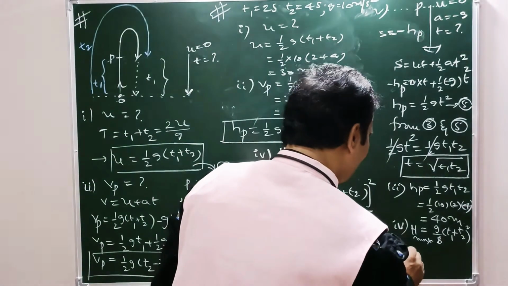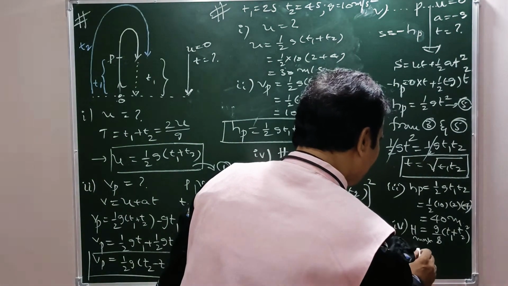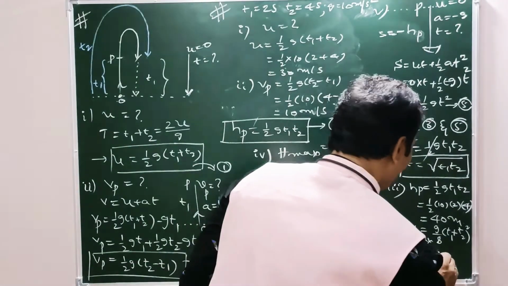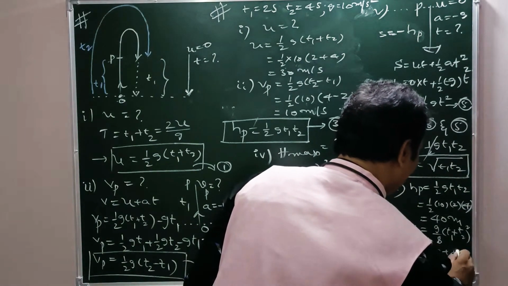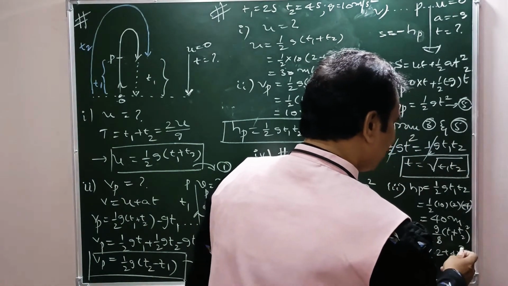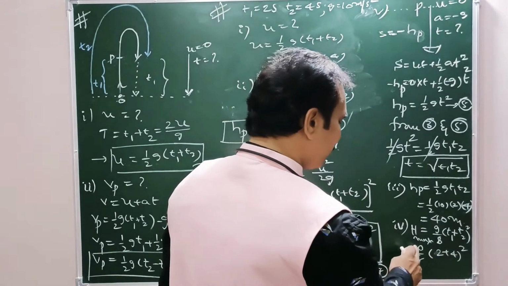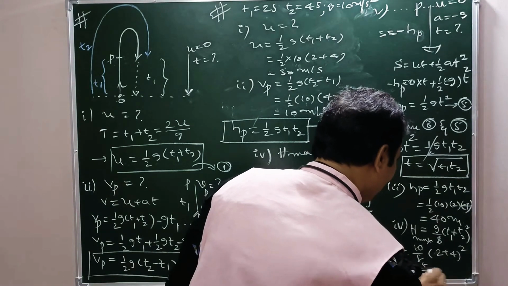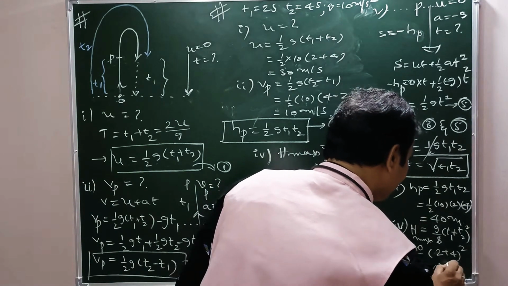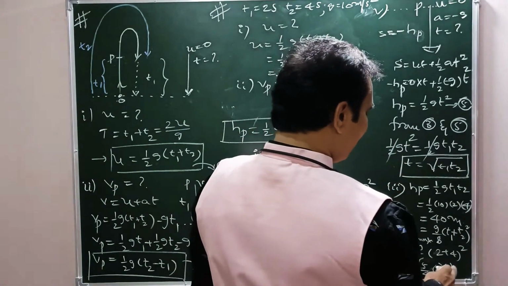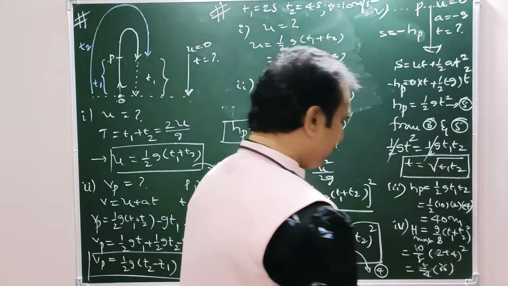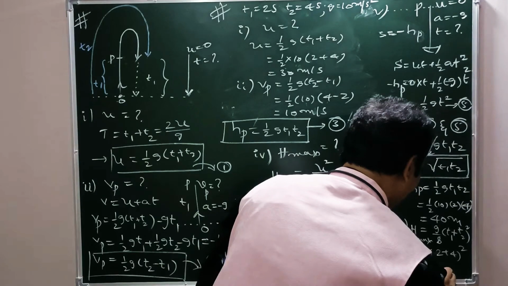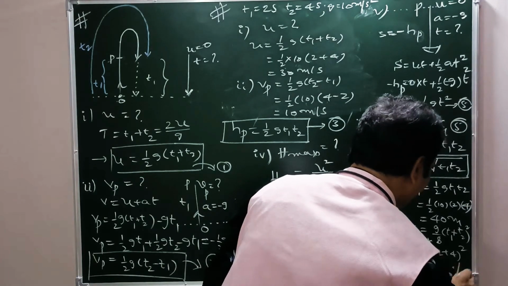That is H max equal to G by 8. 10 by 8 into T1 plus T2, 2 plus 4, whole square. 6 whole square, 36. 10 by 8 means 5 by 4. 5 by 4 into 36. Right? 9 into 5 means 45. So the final answer is 45 meters.